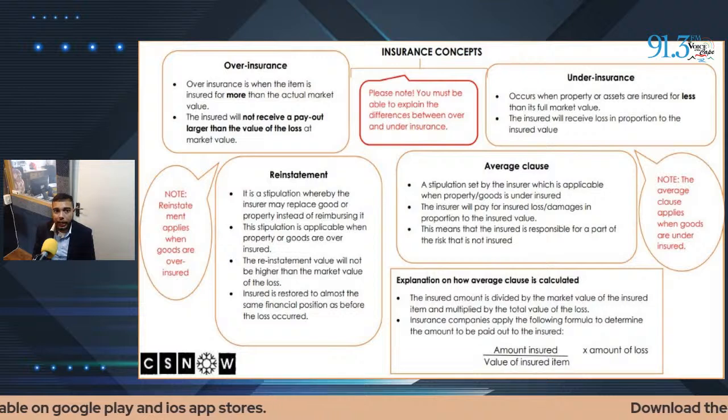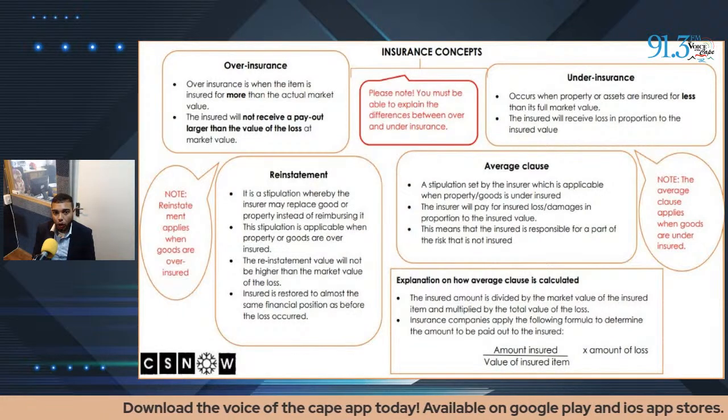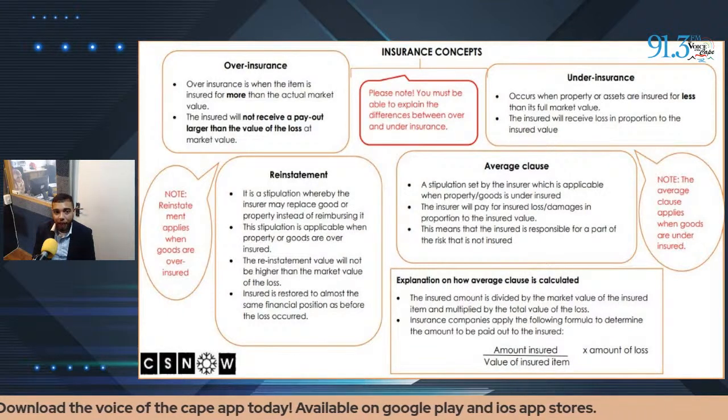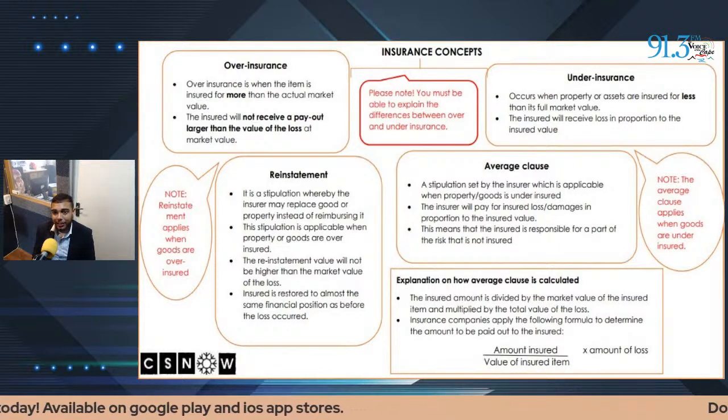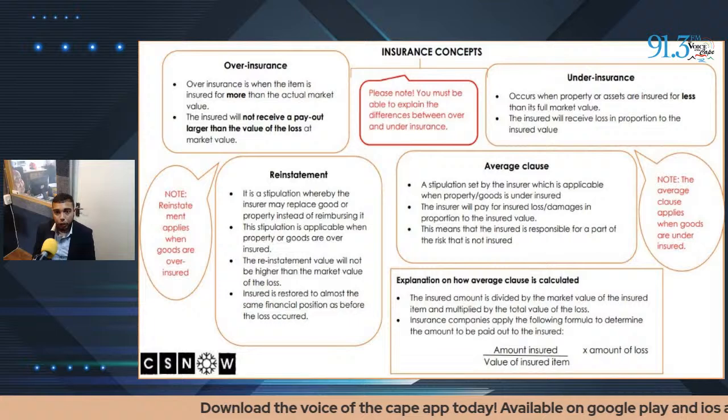Overinsurance is when the item is insured for more than the actual market value. The insured will not receive a payout larger than the value of the loss at market value. Underinsurance occurs when property or assets are insured for less than its market value. The insured will receive loss in proportion to the insured value.